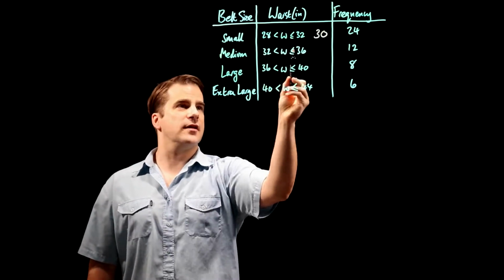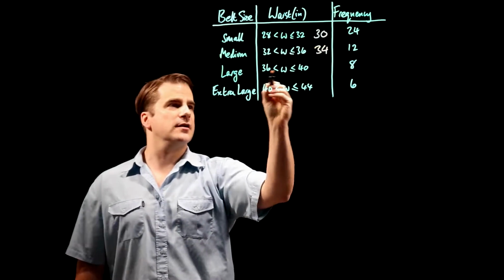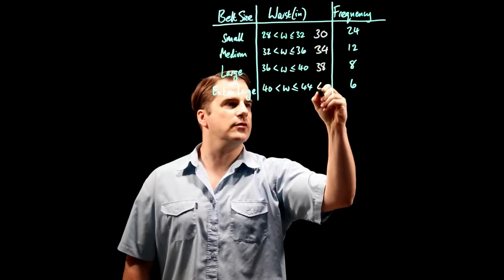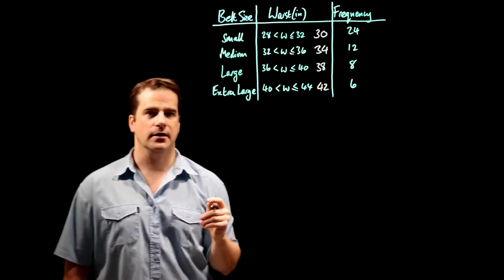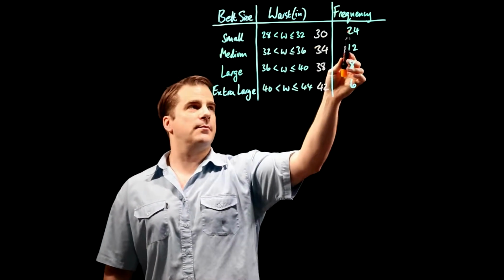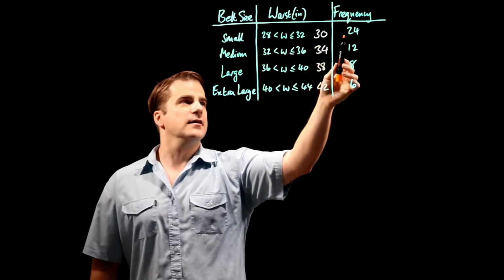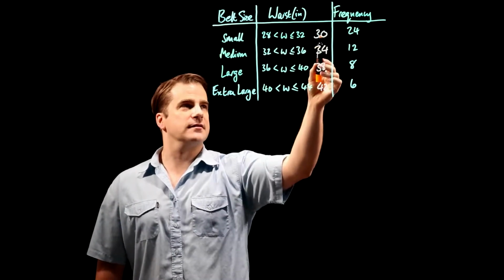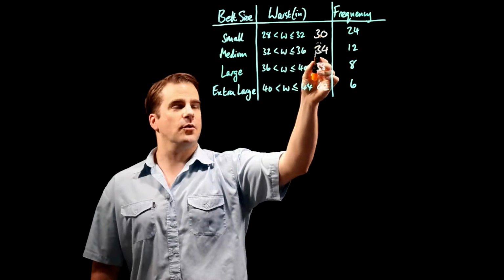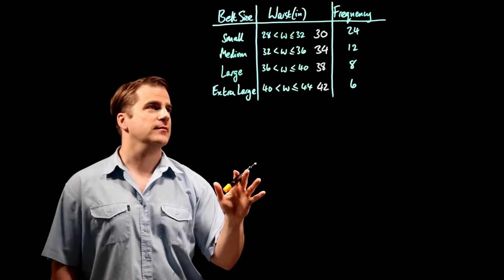Pick the midpoint of this, 32 to 36, well, that's going to be 34. 36 to 40, midpoint is 38, 40 to 44 is 42, okay? You assume that if there's 24 belts sold with that range of waist sizes, the 24 have an average length of 30 inches. This is an estimate, okay?